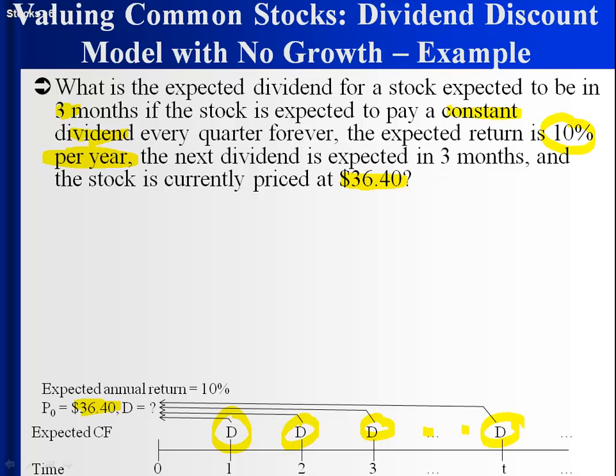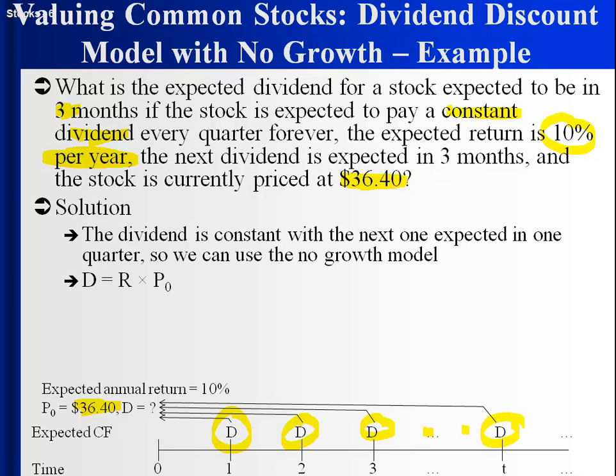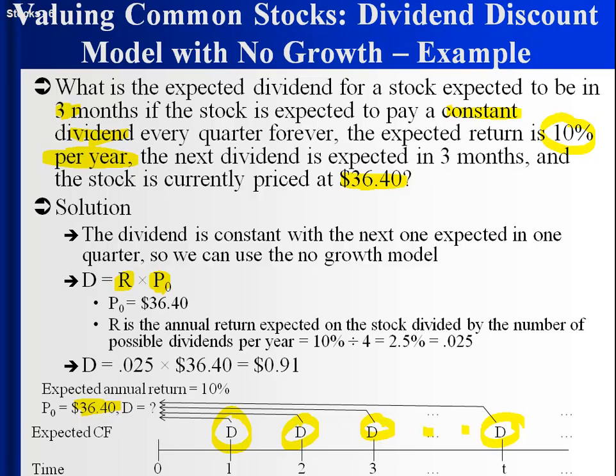But we say, wait a minute, this is a case where I get my next dividend in a period and then they're constant forever and ever. So I know the price today, P0, is equal to D over R. I want to find D, so I can do some algebra. D equals R times P0. I know P0 is 36.40. R is 10% per year, so it's 2.5% per quarter. My dividend is 91 cents.